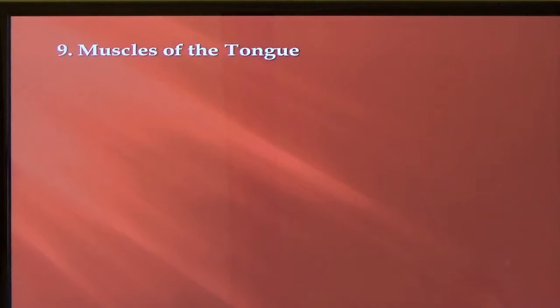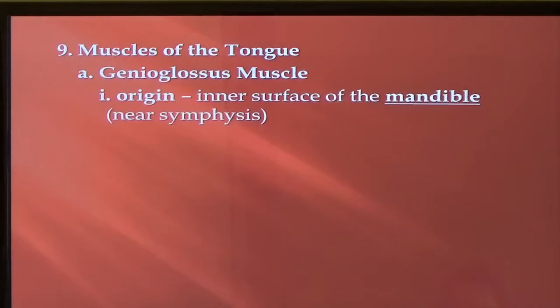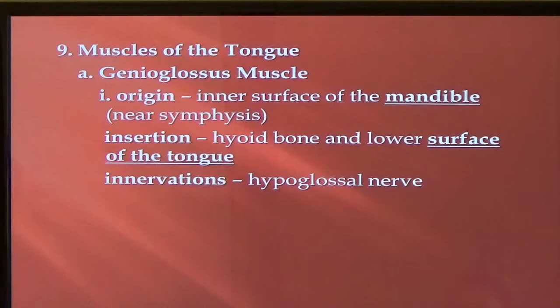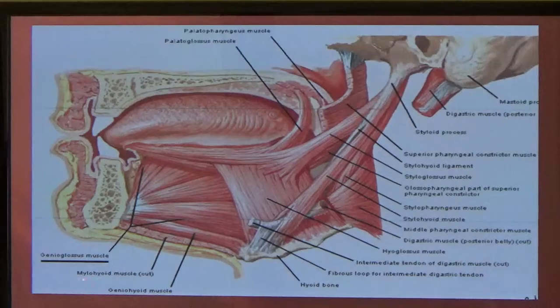And muscles of the tongue, we covered these last session. You have the genioglossus, again, origin, inner surface of the mandible near the symphysis, which is the middle of the chin. Insertion, hyoid bone, lower surface of the tongue. Innervation, you guys don't have to know. This is the genioglossus from the symphysis of the mandible, and again to the tongue. Glossus means tongue.